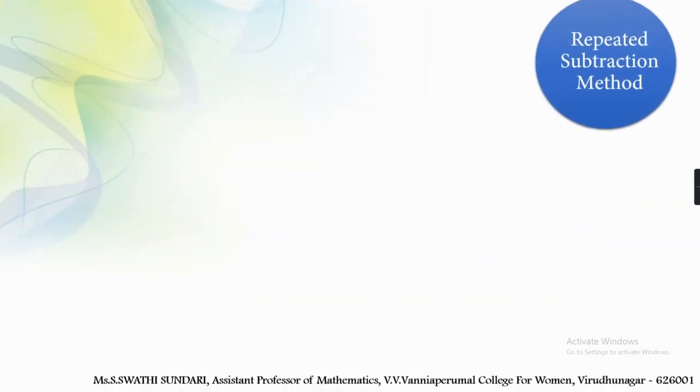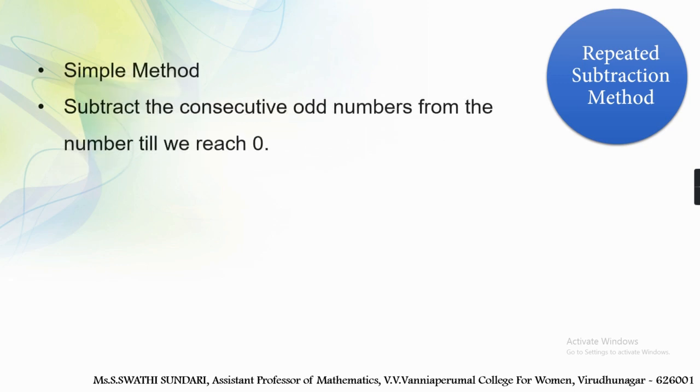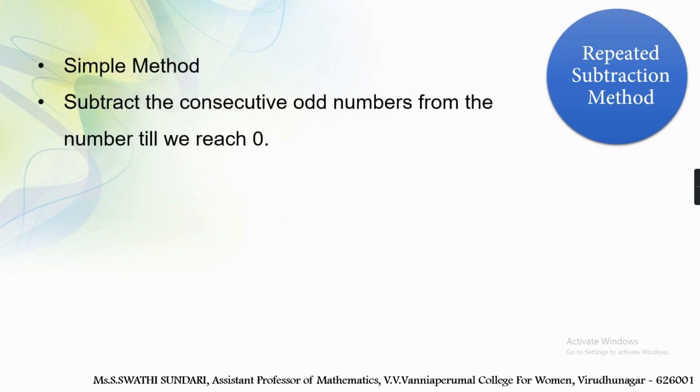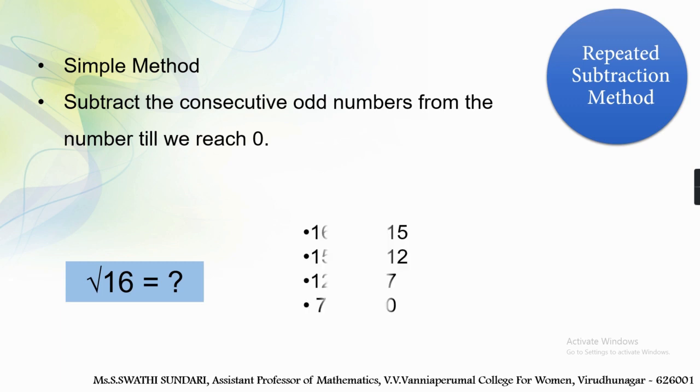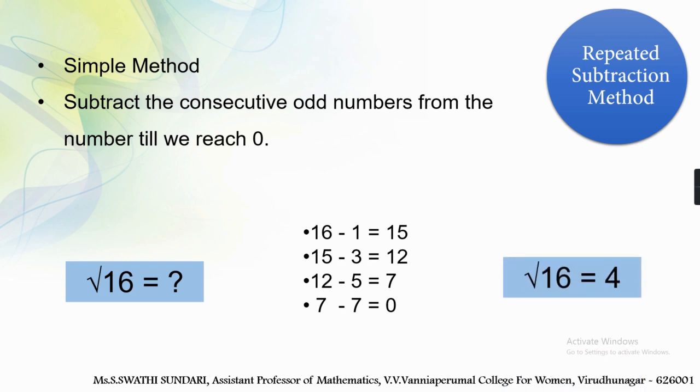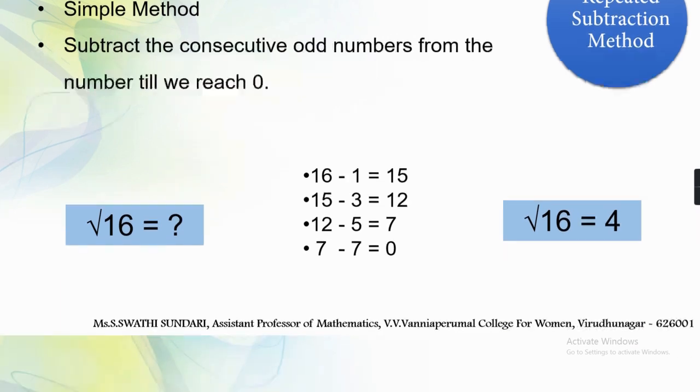First, we recall the repeated subtraction method, which is a simple method. Here, we subtract consecutive odd numbers from the number for which we are finding the square root, till we get 0. Let us find the square root of 16. Starting with subtracting 1 from 16, we get 15. And 15 minus 3 we get 12, 12 minus 5 we get 7, and 7 minus 7 we get 0. The number of times we subtract is the square root of the given number. Here we have to subtract 4 times to get 0. So, the square root of 16 is 4.